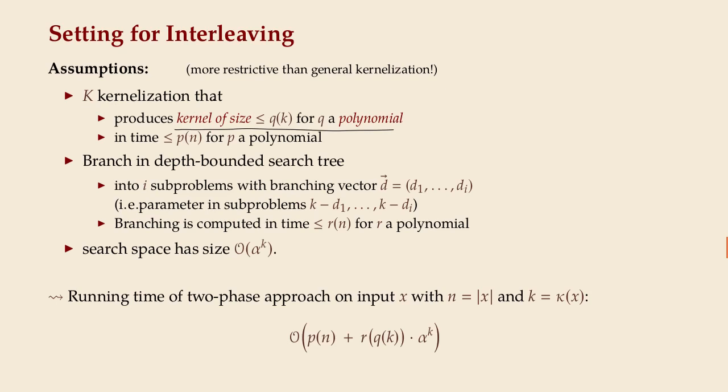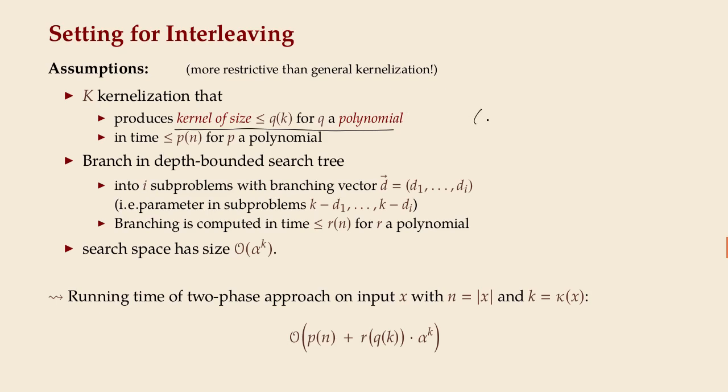That's what we need for preprocessing. Normally, a kernelization would just give us that the size of the output is some q of k for some computable function q. And now we require that this is actually a polynomial.